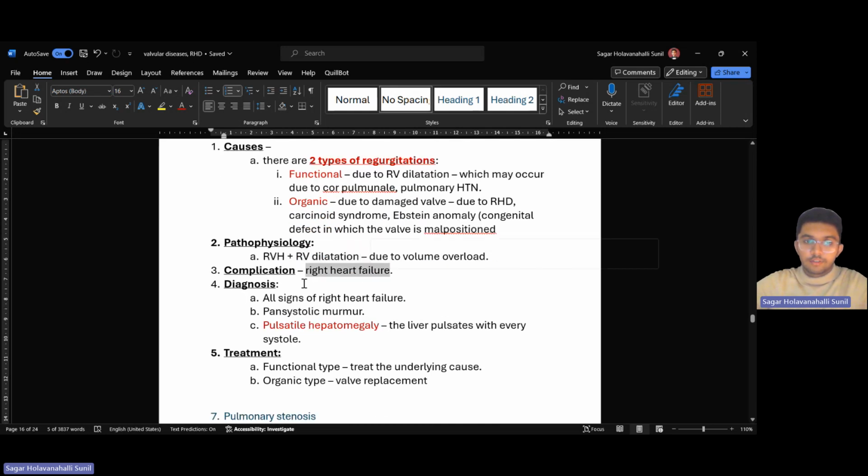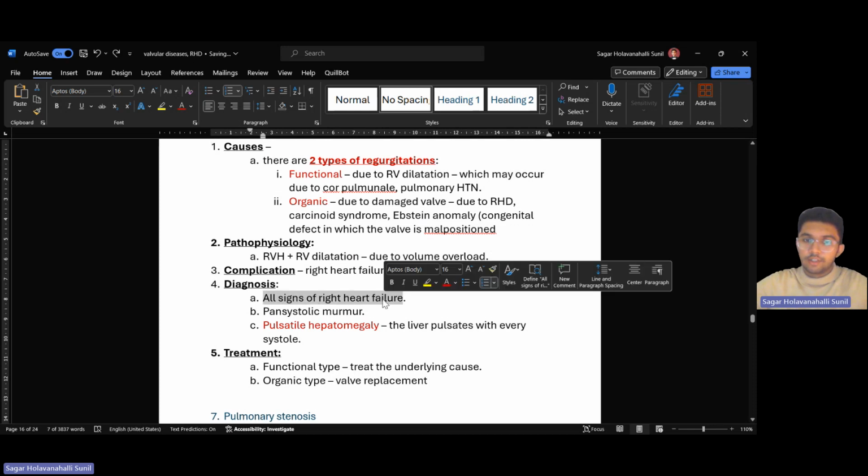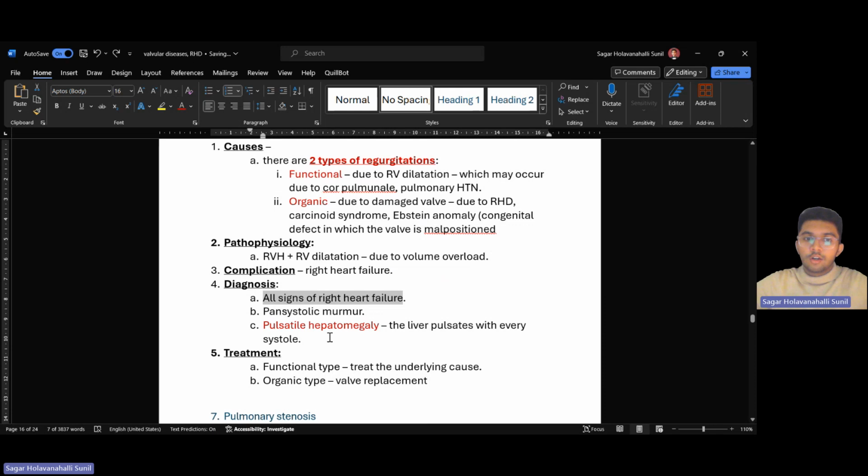Now the complication is right heart failure. The diagnosis, sorry, is all the signs of right heart failure, of cor pulmonale, pansystolic murmur, and pulsatile hepatomegaly.